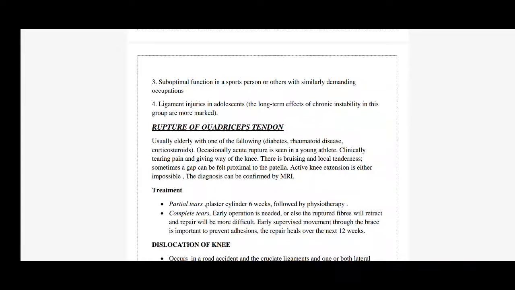The other subject is rupture of the quadriceps tendon, or injuries of the extensor mechanism of the knee, including the quadriceps tendon, the patella itself, and the patellar ligament. Some divide the injuries of the extensor mechanism according to age. If more than 40, it's a quadriceps injury. If less than 40, it's usually a patellar tendon injury.